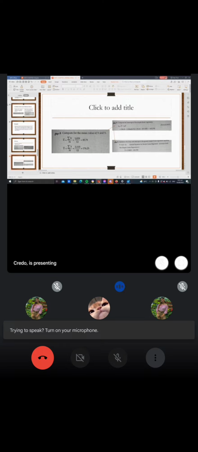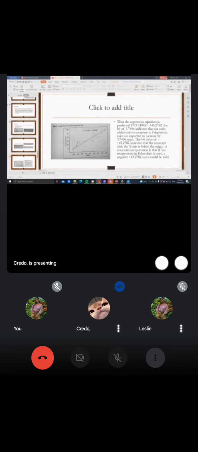And step 5 is to substitute the slope and intercept into the general simple linear regression equation. So predicted y is equal to b sub 1 x plus b sub 0. It is the general equation for simple linear regression, or formula 10-5. So the simple linear regression is predicted y is equal to 3.7496x subtracted by 145.2782.